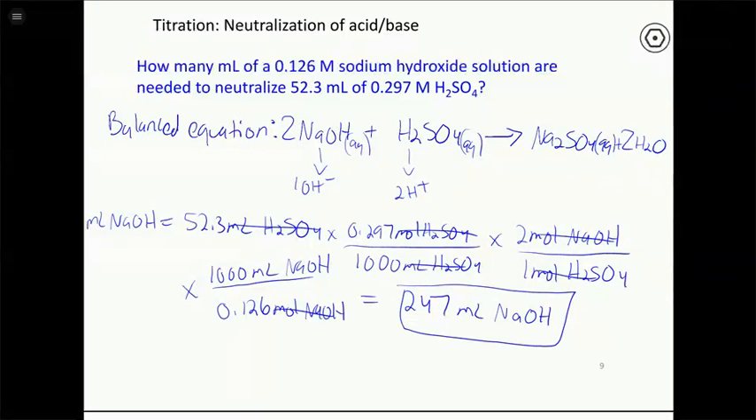So it is important to keep in mind how many protons your acid has and how many hydroxides your base has, because that's going to influence the ratio in which they react with each other, which is then going to be determined in this step here where we're converting between them. We have to use the correct ratio.